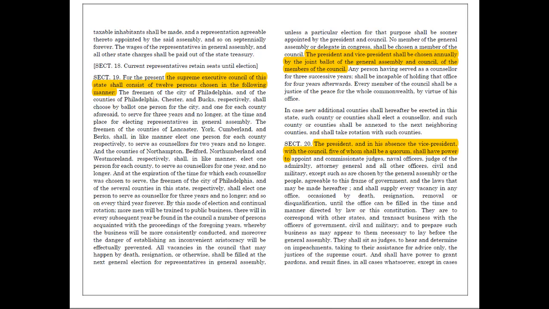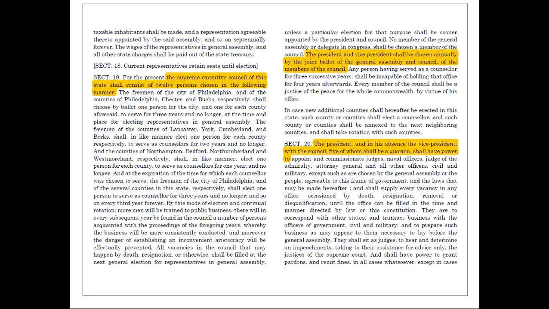There will in every subsequent year be found in the council a number of persons acquainted with the proceedings of the foregoing years, etc., whereby the business will be more consistently conducted. The president and the vice president then are chosen at the top of the right-hand column annually by the joint ballot of the General Assembly and Council of the members of the council. So the public gets to elect the council.